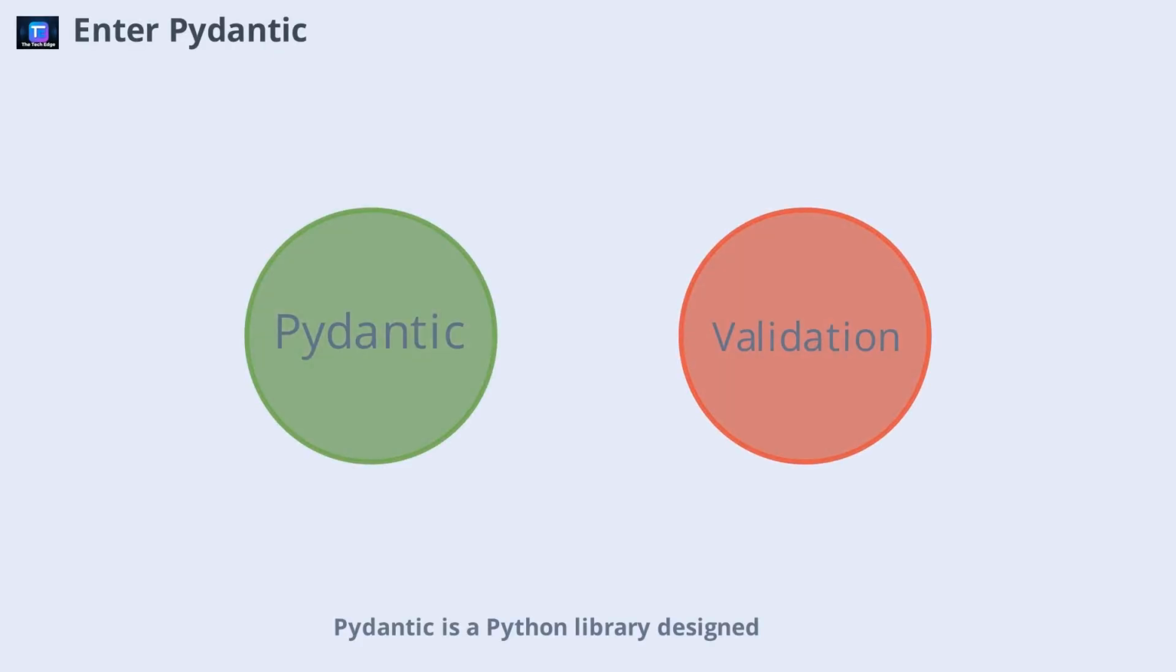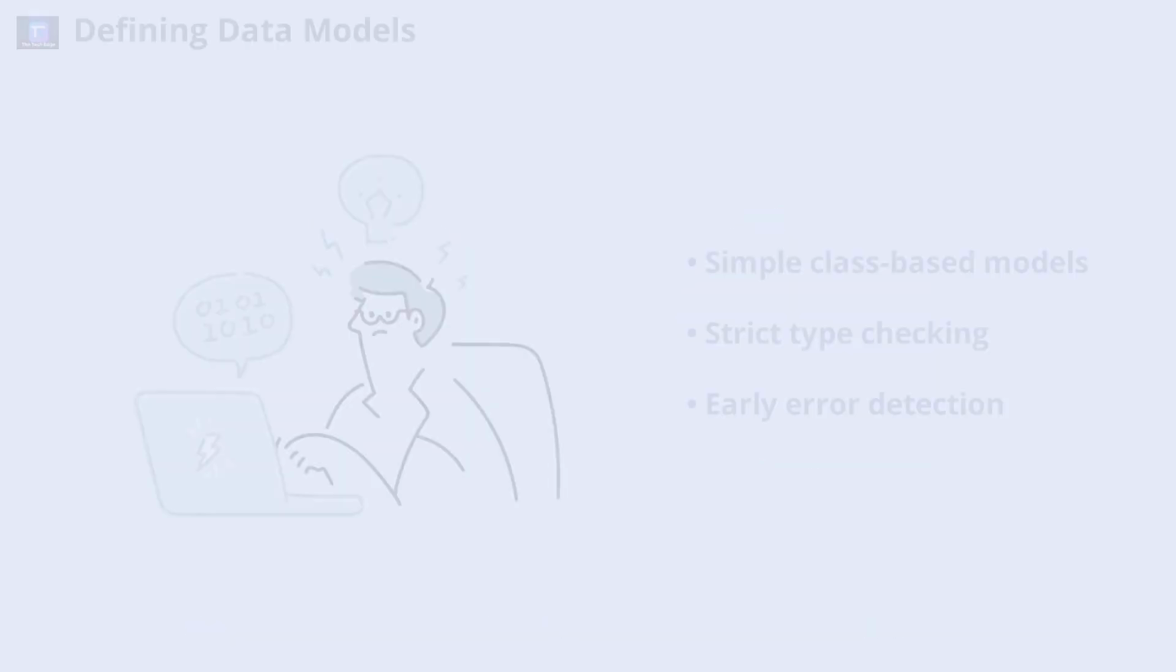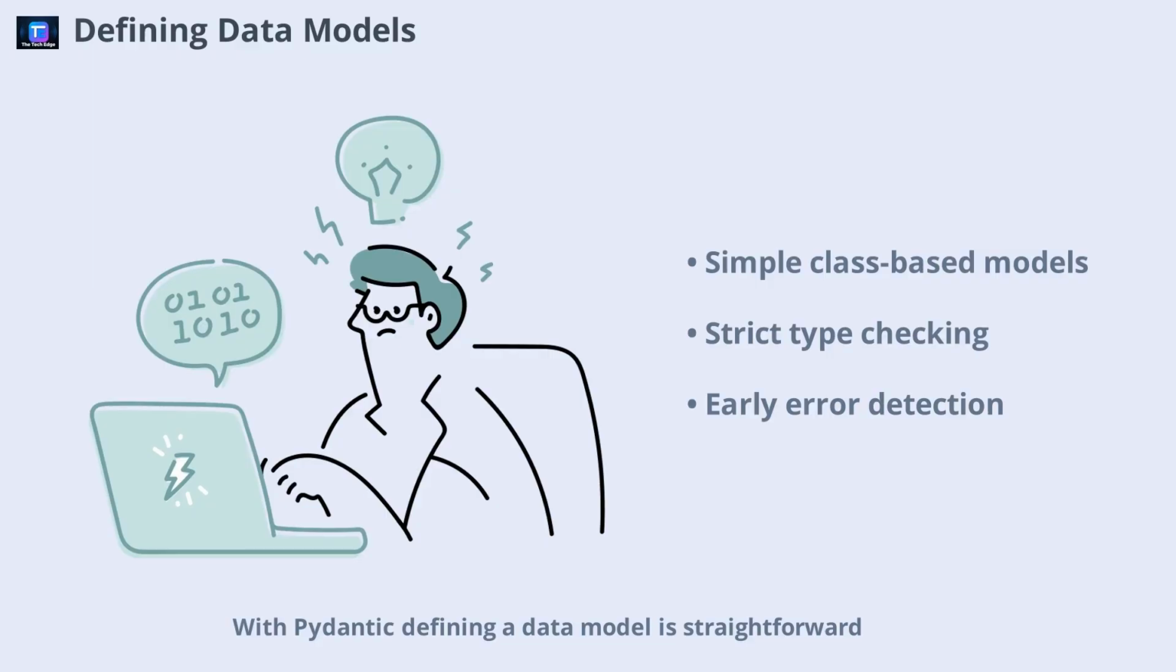Pydantic is a Python library designed to solve exactly these kinds of problems. With Pydantic, you can define strict data models using simple Python classes. These models specify exactly what your data should look like, including types and required fields. When you receive output from an LLM, you can use Pydantic to validate it instantly. If something is missing or incorrect, Pydantic raises a clear error, allowing you to catch and handle issues early in your workflow.